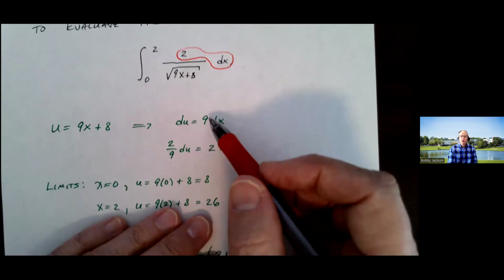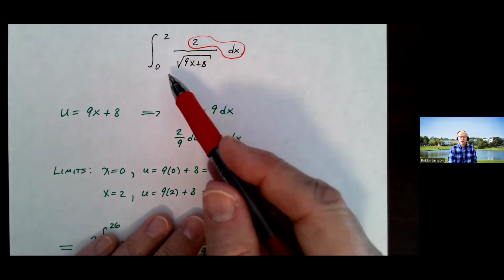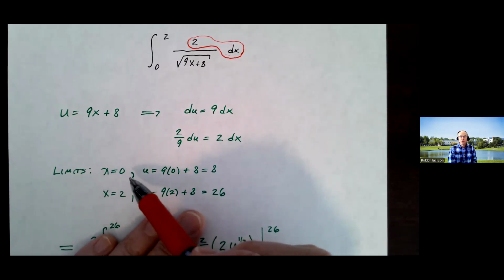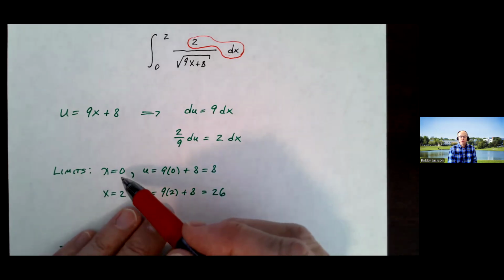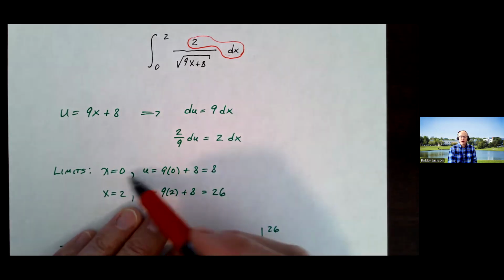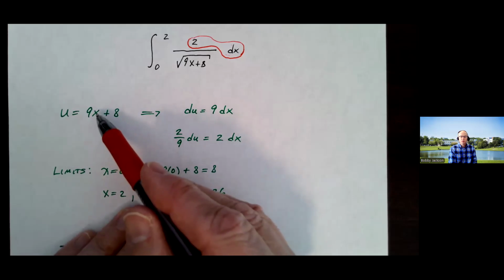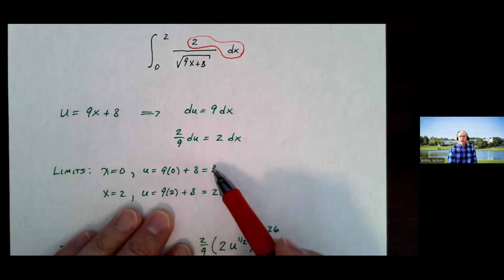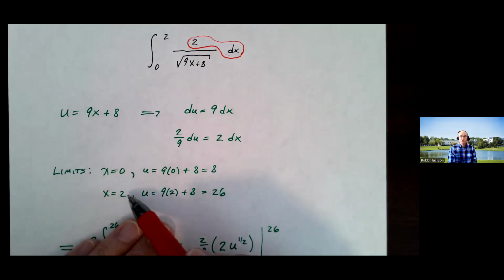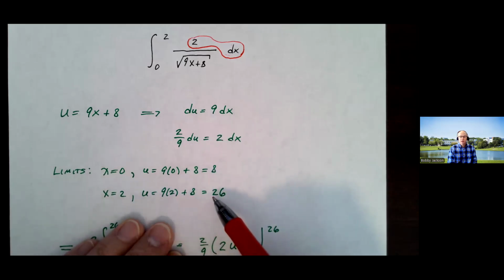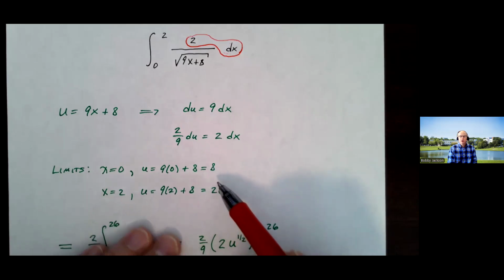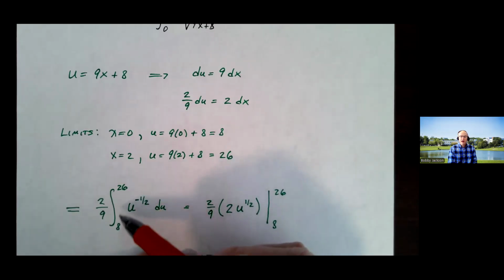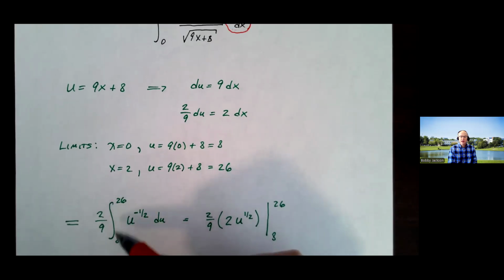Now, important, you have to change the limits of integration. You must change the limits of integration here if we're going to change to the u variable. And so when x is 0, what's the value of u? Well, here's the relationship. Replace x with 0. I get 9 times 0, plus 8. I get 8 for u. When x is 2, I get 26 for u. And so in order to write this next step, I have to change the limits of integration. You can't have x limits of integration here.